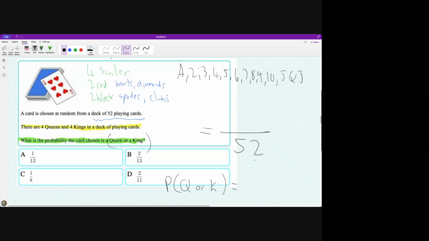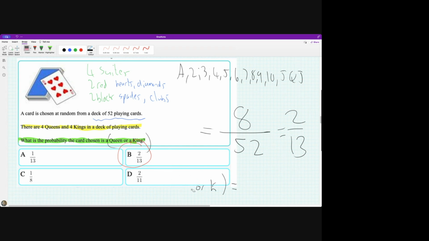Well, there are 4 queens and 4 kings. And if I get a queen or a king, I'm a happy camper. So I think the answer should be 8 out of 52. But there's no 8 out of 52 here. Is there anything equivalent to 8 out of 52? Well, I see lots of answers of B coming through. And the reason is that 8 out of 52, and we can use our calculator, is the same as 2 out of 13. And so my correct answer would be B.